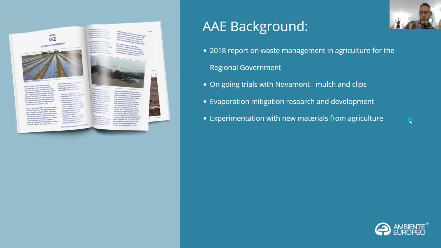So that, on paper, started as a 2018 report for the regional government about waste management generally, went on to work with Novamont, a bioplastics company, facilitating trials of mulch, first at very small scale and then some hectare trials, as well as clips for vine crops. Evaporation mitigation research, which was centered around a circular economy product made from recycled agroplastic and then put on agricultural reservoirs to reduce evaporation, and then continued experimentation with new materials that are directly from agriculture, either plastic waste or plant waste.